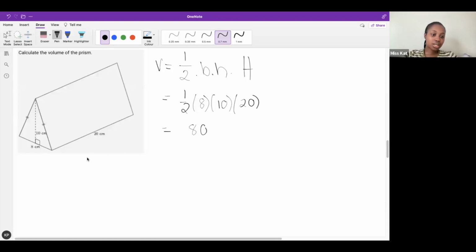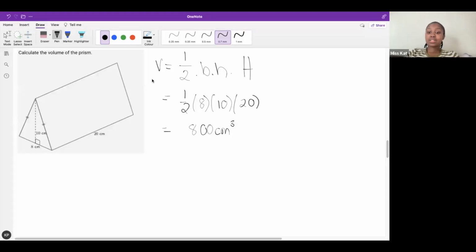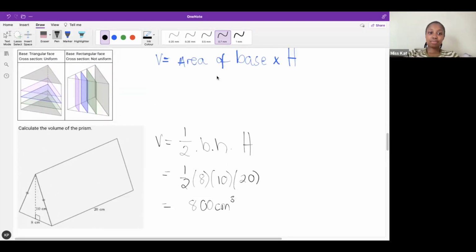Let me check. Lucanio. Thank you very much. 800 centimeters cubed. I think this went much quicker than surface area. Thumbs up, thumbs down. Do we understand volume? So it's always area of the base times height.